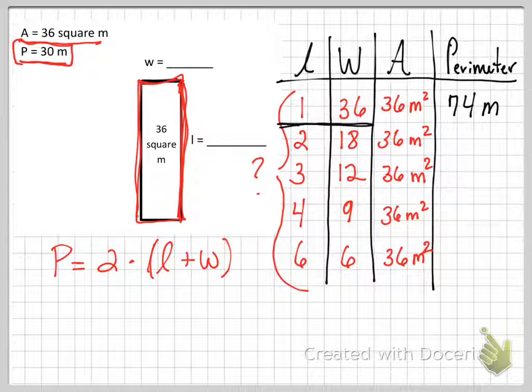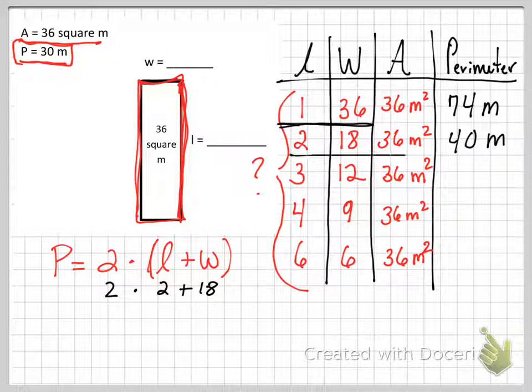Now that's just not going to work because we need 30 meters. We try the next one. 2 plus 18 would give us 20 times the 2 would give us 40. Now that's just not going to work either, because the perimeter has to be 30. All right, and let's continue.